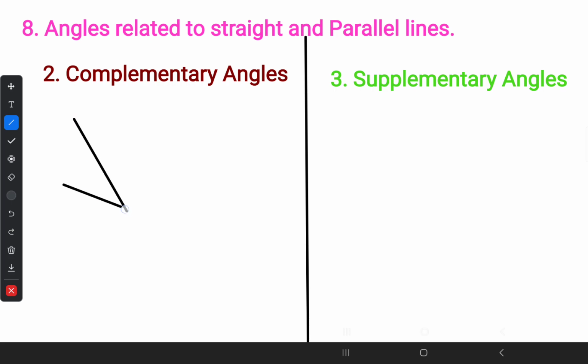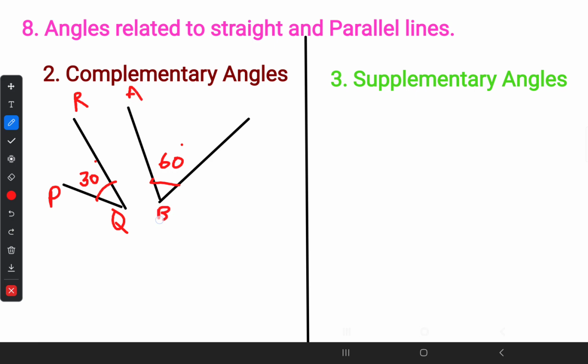Here I have this angle and another angle. I'll use the magnitude here 30 and here 60. And I'll name them as well: P, Q, R. This is A, B, C. When we get the sum of these two angles, 30 plus 60, that is equal to 90. That means the sum of two individual angles equals 90.